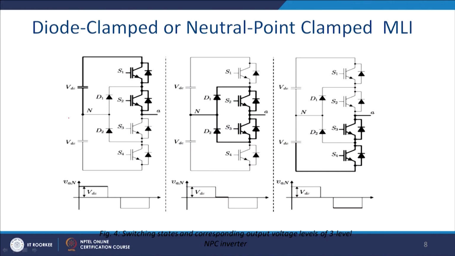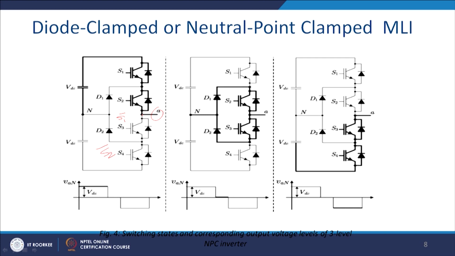So, let us see how it works, which I tried to explain here. When we want to get VDC by 2, then the upper two switches S1 and S2 will be closed, or you can write S3 as S1 prime and S4 as S2 prime for this diode clamp MLI. So, you want this voltage, as I told you, you close these two switches.